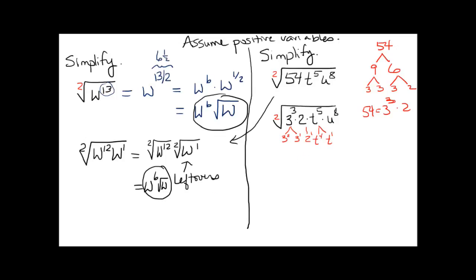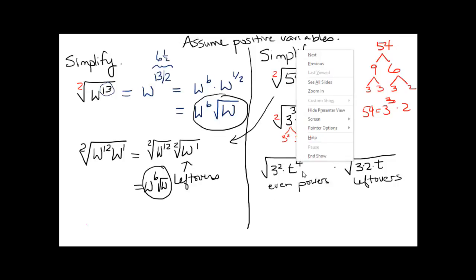So now I'm going to split this into two radicals, and the two radicals are going to have all my even powers times a radical with all my leftovers. Okay, so what do I mean? 3 squared has an even power, but 3 to the first doesn't. 2 doesn't, so it goes in with the leftovers. T to the fourth has an even power, so it goes in with the even powers. And then over here, that extra t doesn't. So remember, that's a 4. For some reason, my ink pen doesn't like 4s.